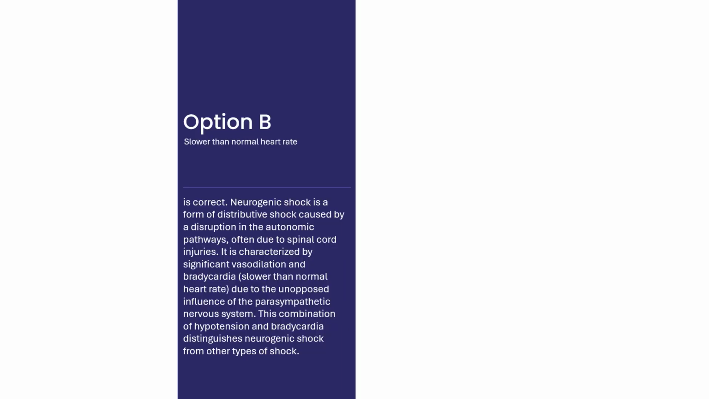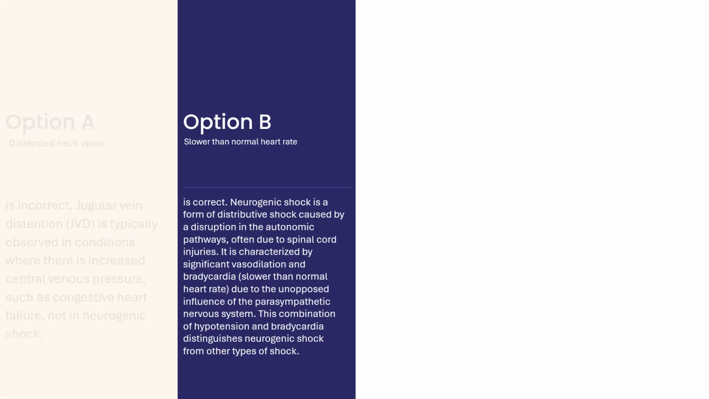B is correct. Neurogenic shock is a form of distributive shock caused by a disruption in the autonomic pathways, often due to spinal cord injuries. It is characterized by significant vasodilation and bradycardia, slower than normal heart rate, due to the unopposed influence of the parasympathetic nervous system. This combination of hypotension and bradycardia distinguishes neurogenic shock from other types of shock.